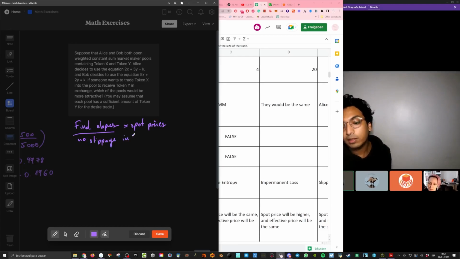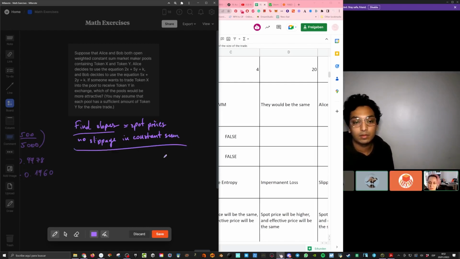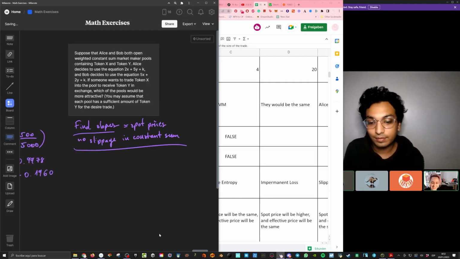In a constant sum market maker, the spot price is the effective price. That is the price you're going to get. There's no slippage. Okay, cool. I'm going to do this. This is my homework.